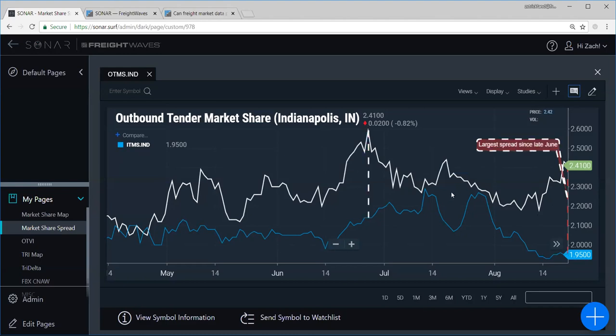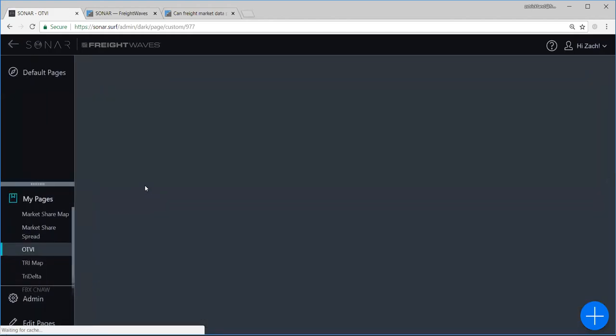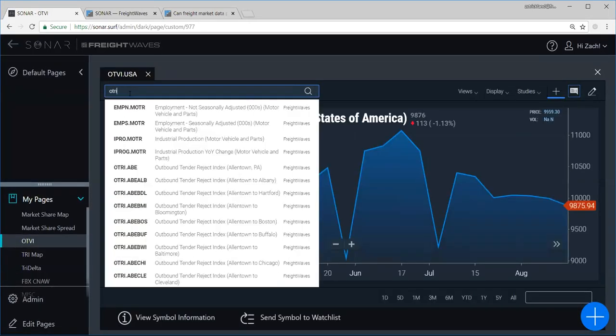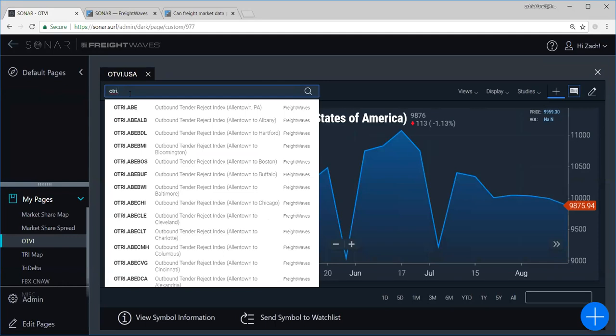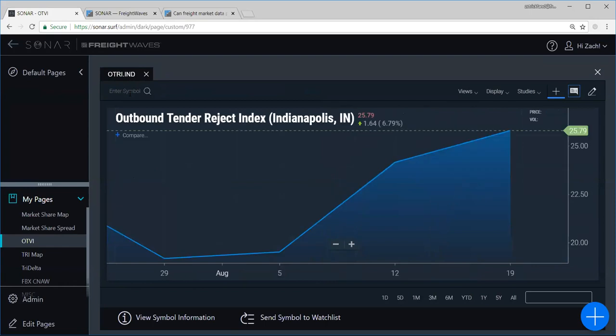The next thing that I'm going to look at after I've established that this market looks like it's about to pop is I'm going to go to the tender rejection index, and I'm just going to see, has this showed up on the carrier tender rejections yet? Typing OTRI IND gets me there, and what do you know? They're starting to show up.